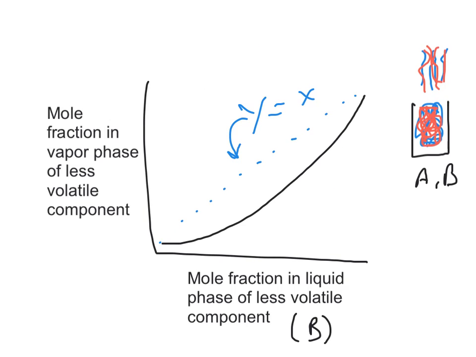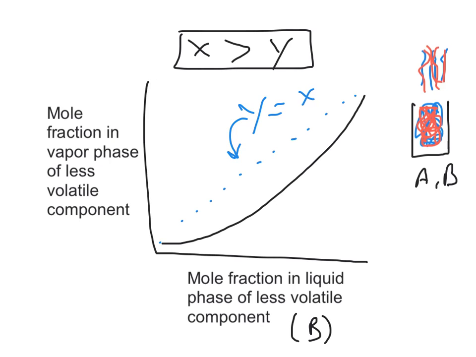So I just showed you the plot where we put the mole fractions in the liquid and vapor phase for the more volatile component. What about for the less volatile component? In this example, this would be component B. B is less volatile than A. Well, here's the plot right here, and again, I've just drawn the y equals x line as a reference line, and what we observe is that the mole fraction in the vapor phase is always less than the mole fraction in the liquid phase. So x is always greater than y.